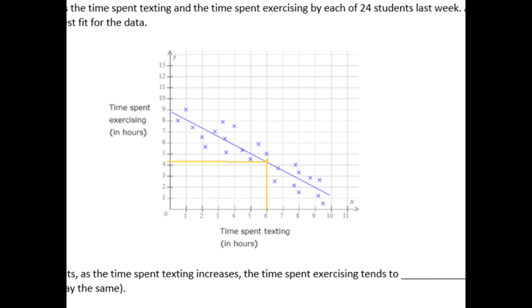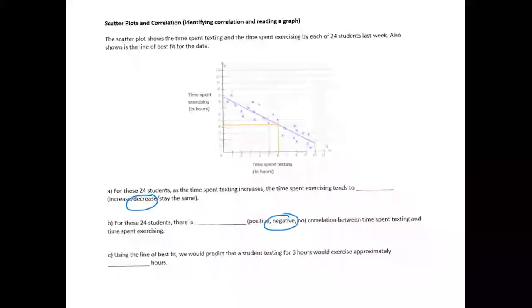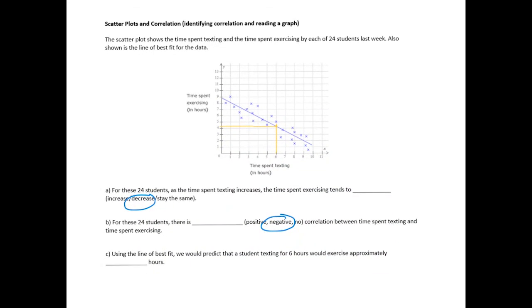So that is about, I'd say about 4.25 hours spent exercising. So someone who spends 6 hours texting would spend about 4.25 hours working out.